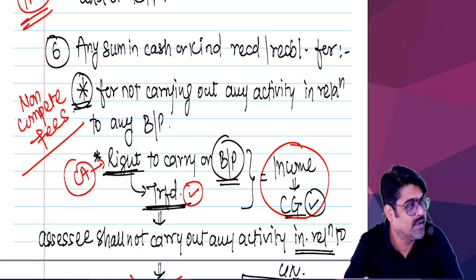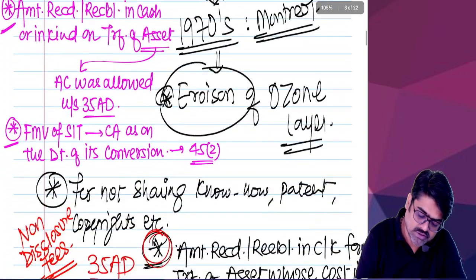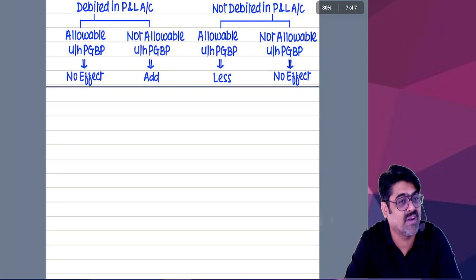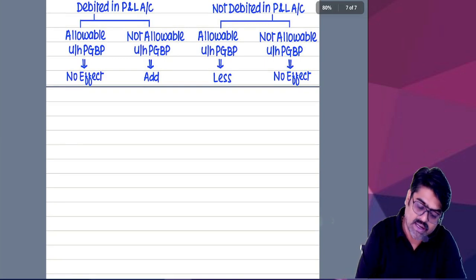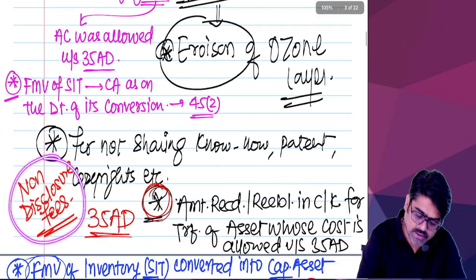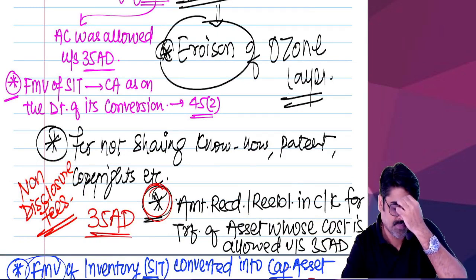Then Anil Ambani, Mukesh Ambani, yes or no? Then non-disclosure fees also there. I gave you one example of Bharat Biotech, developed vaccines and all. So that non-disclosure fees is also there. So that non-disclosure fees will also be taxable under the head PGBP.